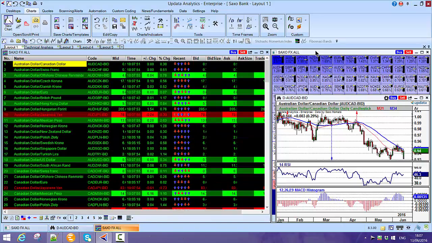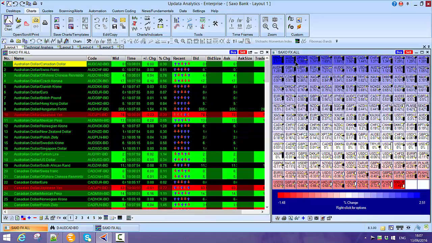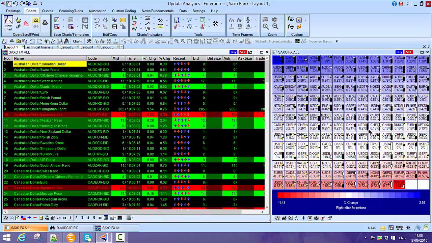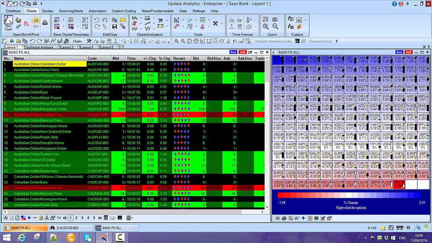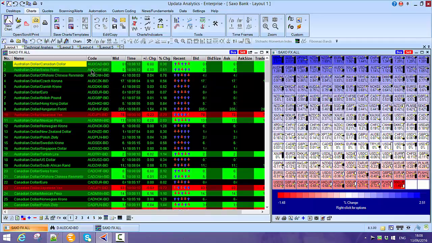And lots of different screens in Updata, of course. This one I particularly like, just shows you where the leaders are in the day. So it gives you a really good overview of what instruments are doing best in the market, so you don't have to go fishing around to find that.